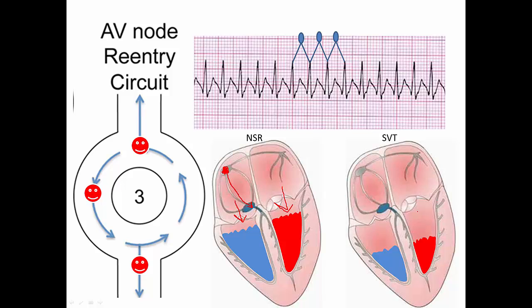In SVT, everything's happening so quickly that the heart is not getting a lot of time to fill. Remember, the heart is filled during the diastolic time. During the systolic time, it's actually pushing the blood. So during diastole, the heart is filling, and because SVT is causing such a tachycardia, the heart rate's so quick, you lose that diastolic filling time.